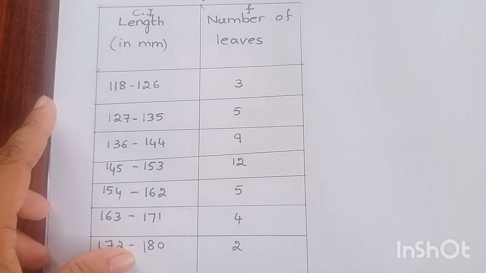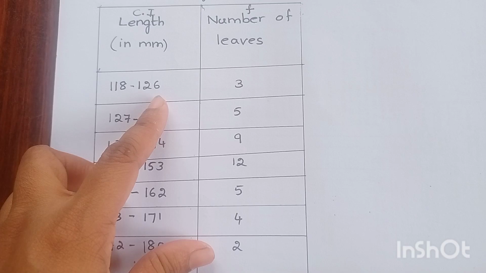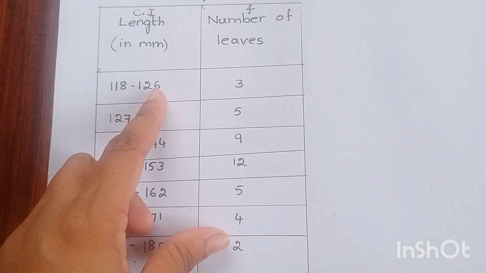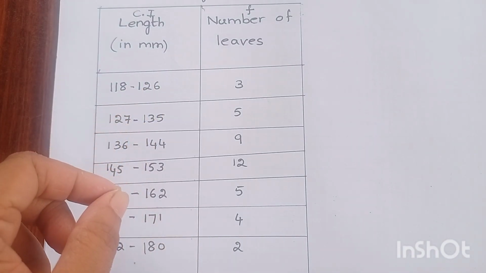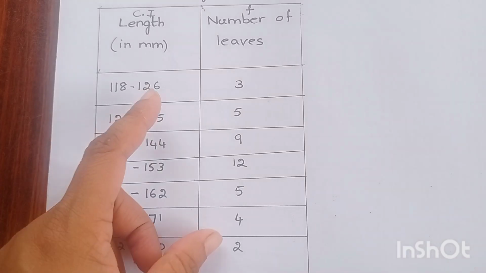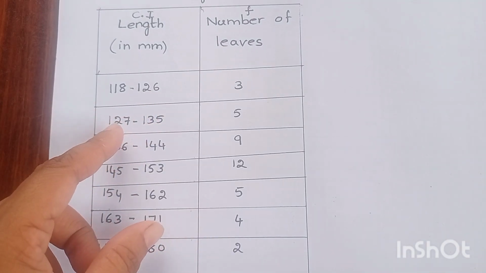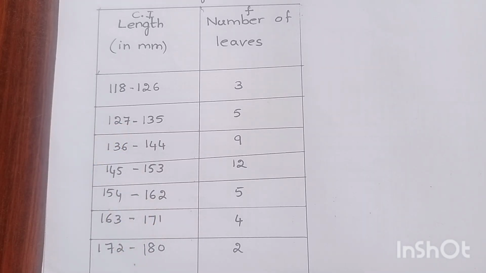Now look at these class intervals: 118 to 126 and the next class interval starts from 127. See, here it stopped at 126 and the next class interval started from 127. Means what? The order of the class interval is not correct, isn't it? If it stopped at 126, then the next has to start from 126. But here it started from 127. Therefore, first we have to correct the order of the class interval. Okay. Now, let me show that.